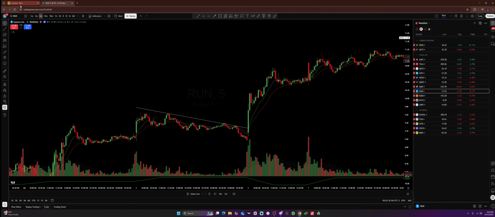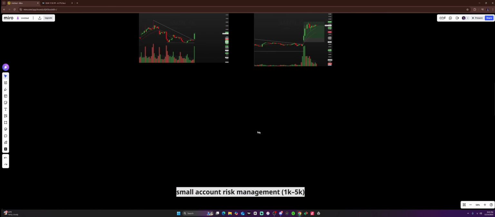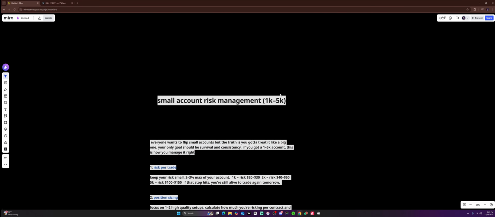Hopefully you guys are understanding these day trading concepts. A lot of these are going to be wedge pops. Some of them are going to be bull flags. It's very, very simple. Now, hopefully you guys understood that.